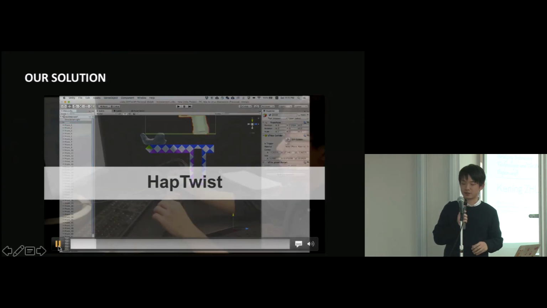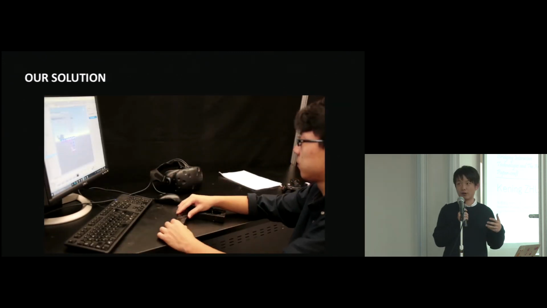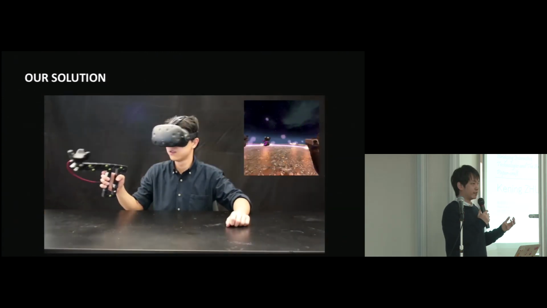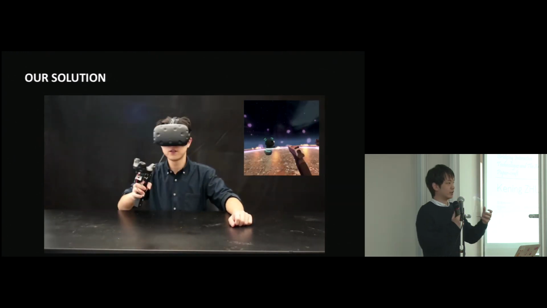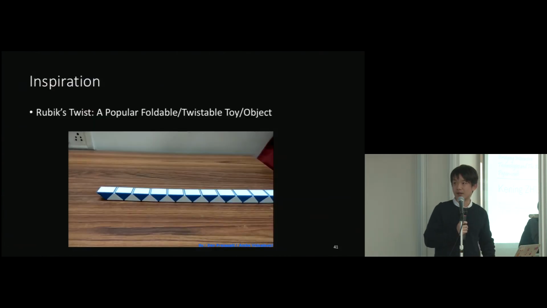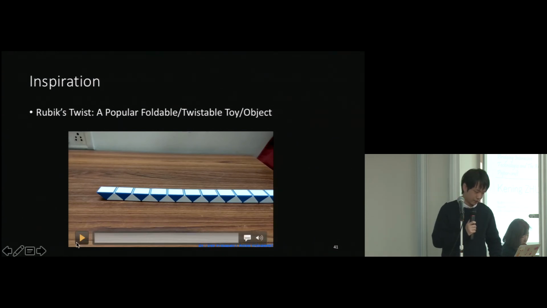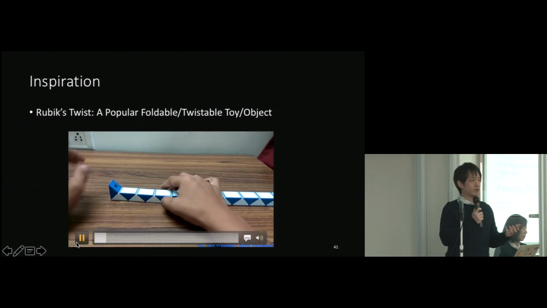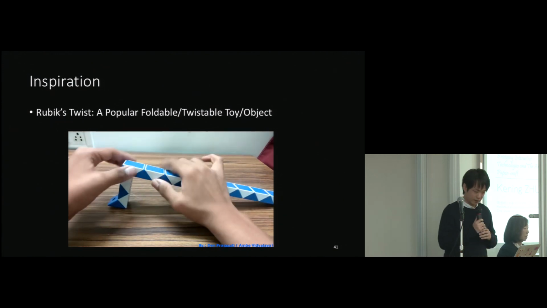It's actually a software interface that allows the user to import a 3D model of the virtual objects and teaches the user to create a physical replication using some foldable structures. And then you can use this replication in virtual reality. This is inspired by this kind of toy called Rubik's Twist. It's a foldable mechanism. Although it's not paper, it's similar to paper, it's foldable. You can create 2D or 3D shapes using these kinds of objects.